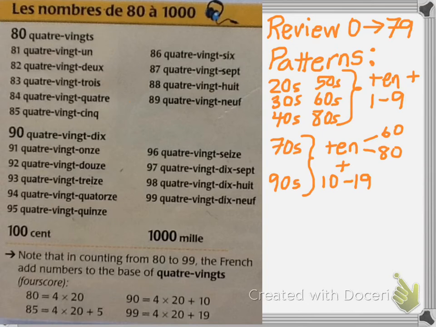So here what we see are 80 to 100 and then the number for 1,000. You kind of see a note down here to take a look at first. It says, note that in counting from 80 to 99, the French add numbers to the base of 80. Quatre means 4, vingt means 20. So it's 4 20s, which is 80. This is the old word for score.